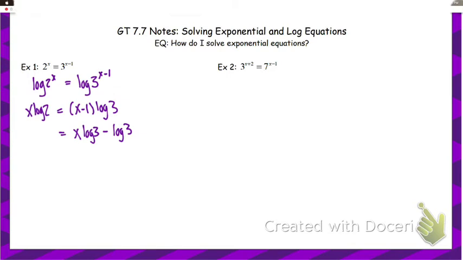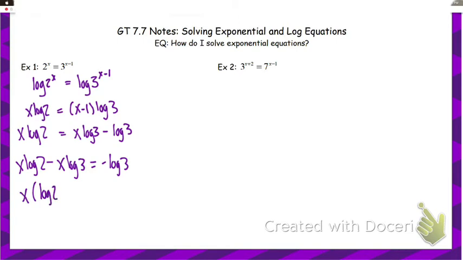Now the reason that we like to do that is because now we can use a similar strategy that we used when we did inverses for rationals. Let's get everything with an x on the same side of the equation. By doing that, that allows me to be able to factor out the x to get it by itself, and then I can divide by what's there.